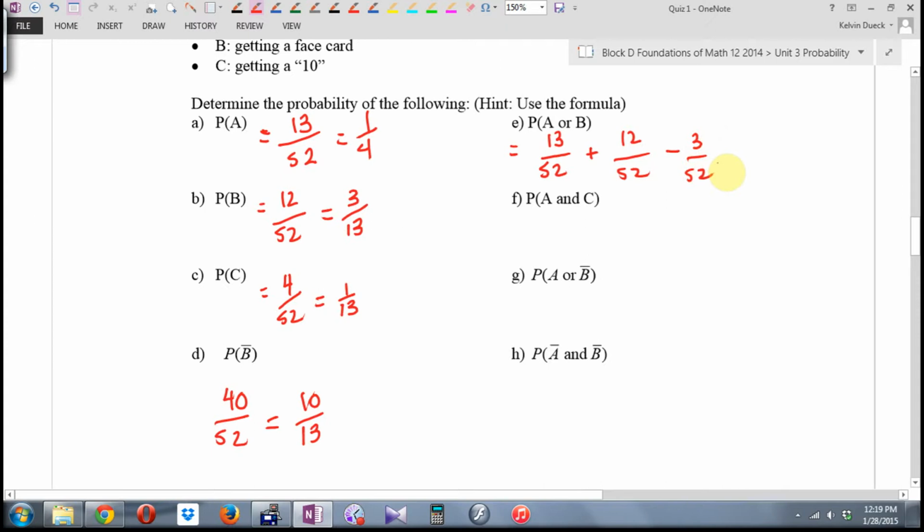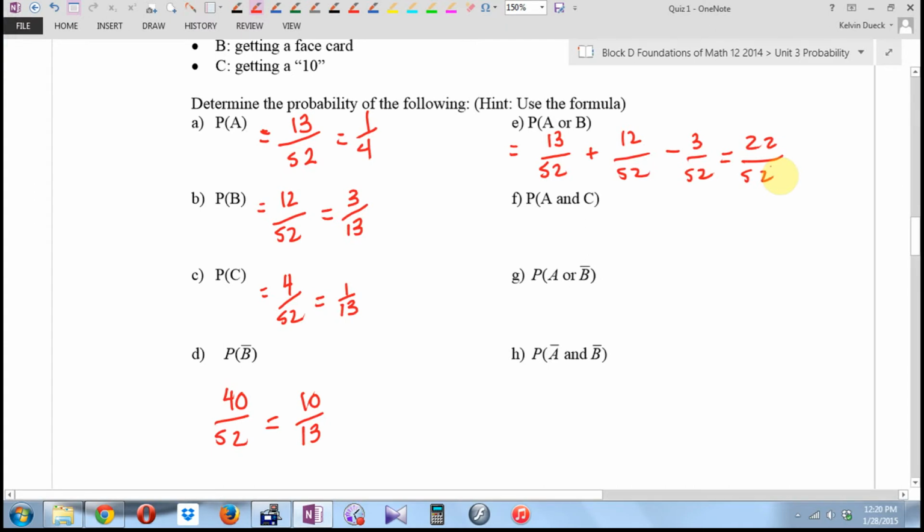By the way, are you seeing why I don't like reducing the fractions? Because if you gave me 1/4 plus 3 over 13 minus 1 out of 30, this is going to be 13 plus 12 in my head, no calculator required, Ben. What's 13 plus 12? 25. Take away 3 is going to be 22 out of 52, which is 11 out of 26, I think.